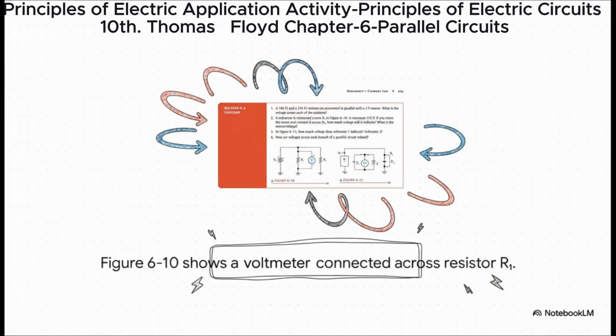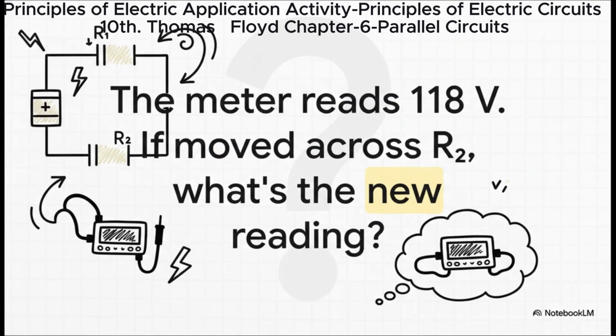Take a look at this circuit here. We've got a source, two parallel resistors, R1 and R2, and you can see there's a voltmeter connected across R1. So that voltmeter is reading 118 volts. Now here's the question. What happens if you physically move that meter, disconnect the probes from R1 and reconnect them across R2? What's the new reading going to be?